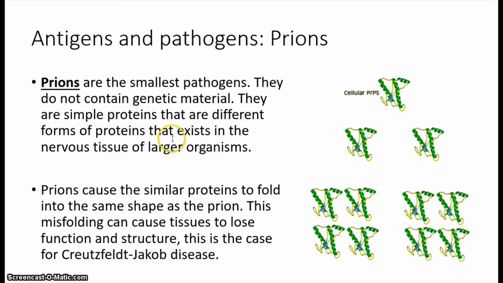So really our prions, these are our particular types of proteins, and they're usually based off an organism. These are just proteins that are folded in a really strange, different way to other proteins. They cause similar proteins to fold into the same shape as the prion, and this misfolding can then cause the tissues or the parts of the body that are affected by the particular disease to lose their structure and their function, and this is the cause of diseases such as Creutzfeldt-Jakob disease.